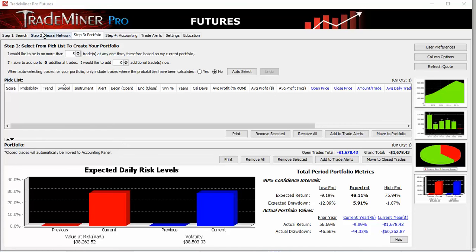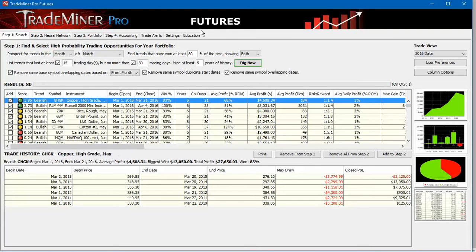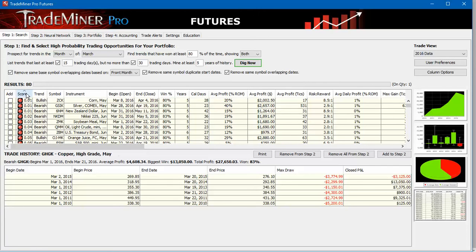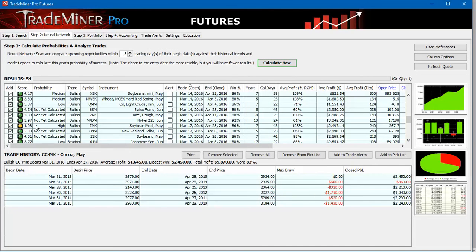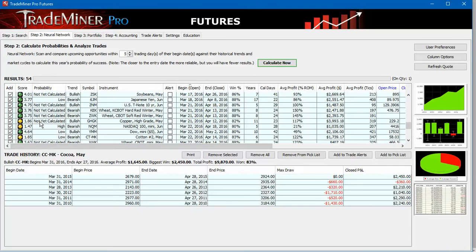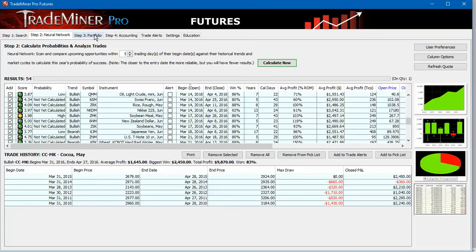I get these out of TradeMiner Pro, the futures edition, obviously, for the futures contracts. And then I go in and I select trades that last at least 15 trading days, no more than 30 days, have an 80% probability of being profitable with at least 5 years of history. And then those are scored on a scale of 1 to 5 or 0 to 5. And I select the ones that are highly rated. I put them into my network over here. Add them to my portfolio.